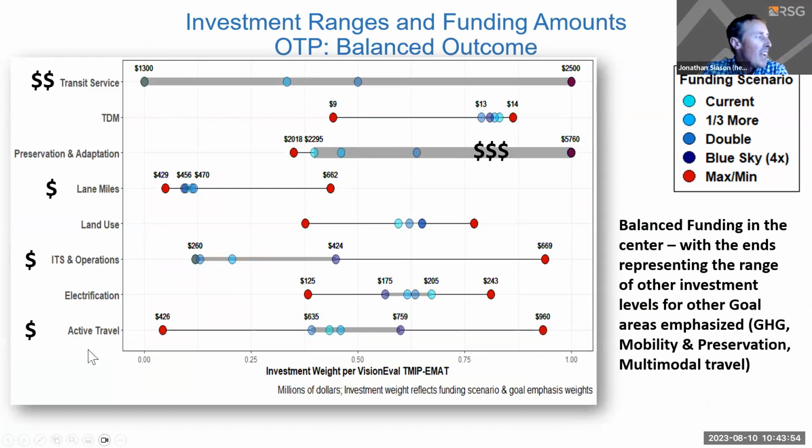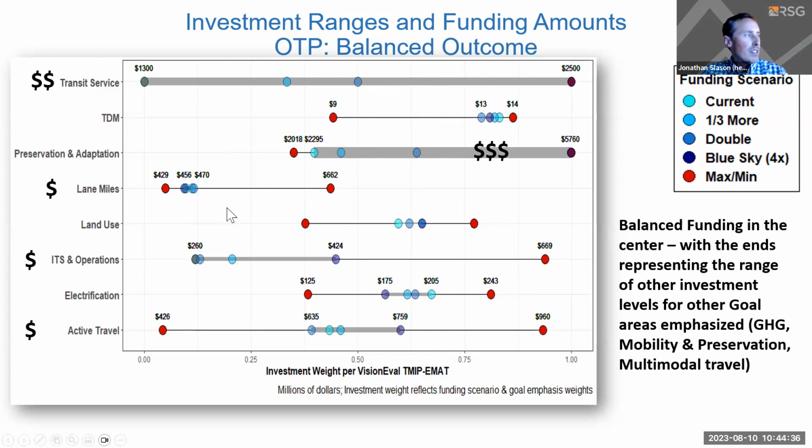These were our key outcomes that we were looking for, or excuse me, our key investments. And we said, how do our key investments change over the course of our decision-making cycle? These red marks say, well, what if we had other emphasis areas? What if we prioritize mobility or preservation over the OTP in general? We might come up with other investments. We might spend more on lane miles, for instance. But if we prioritize the balance of all of the goals in the OTP, those are all the blue little circles here. And the darker the circle meant that it would be the scenario with greater funding available.